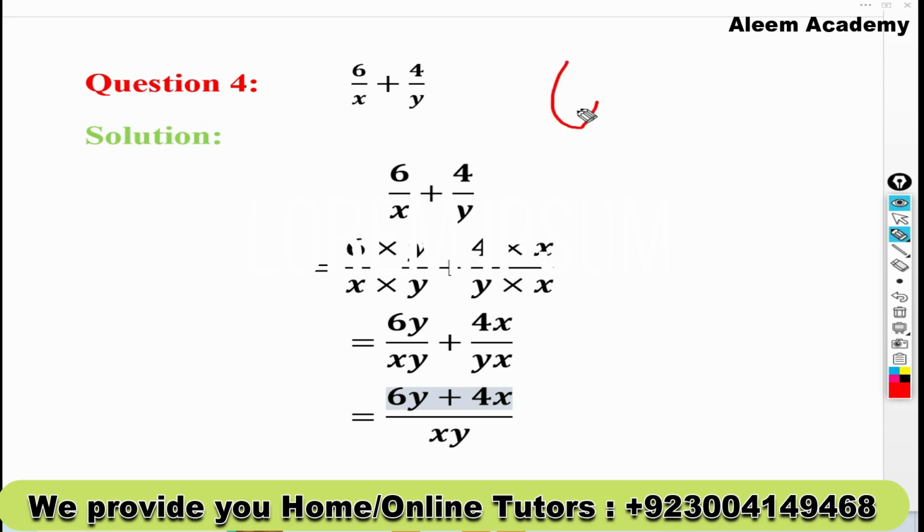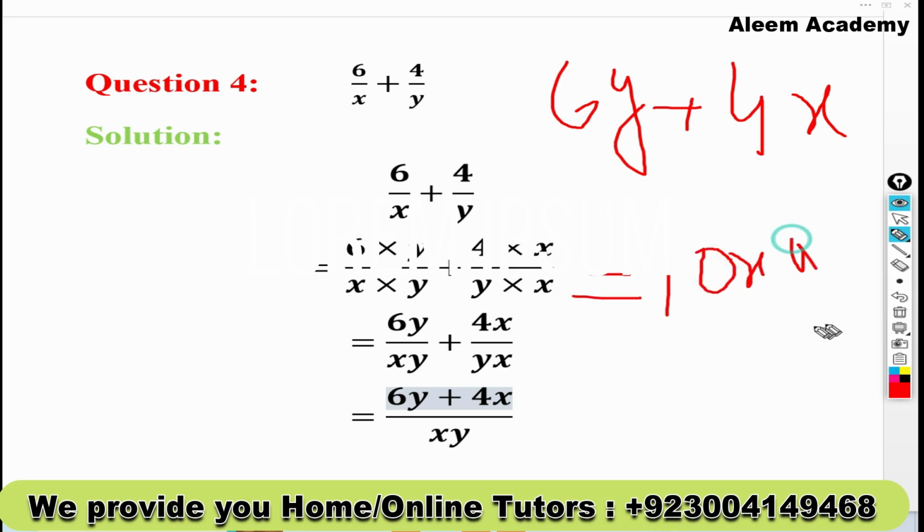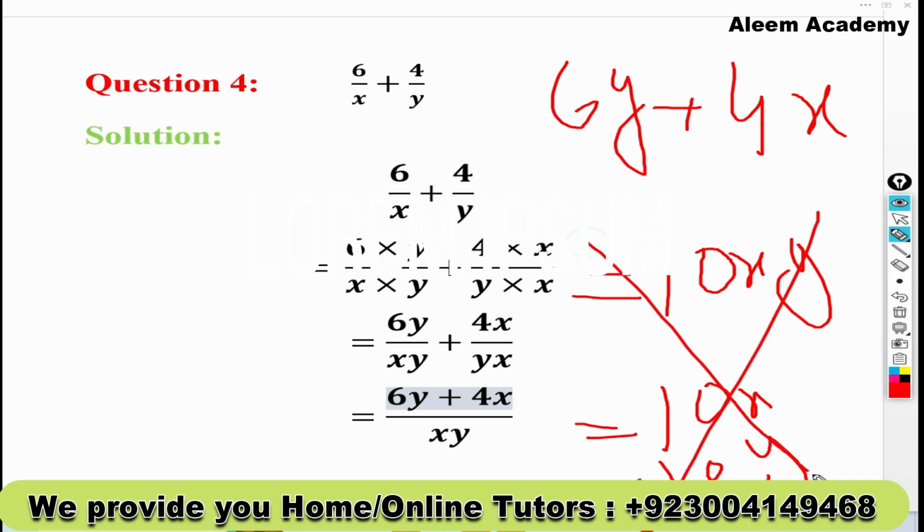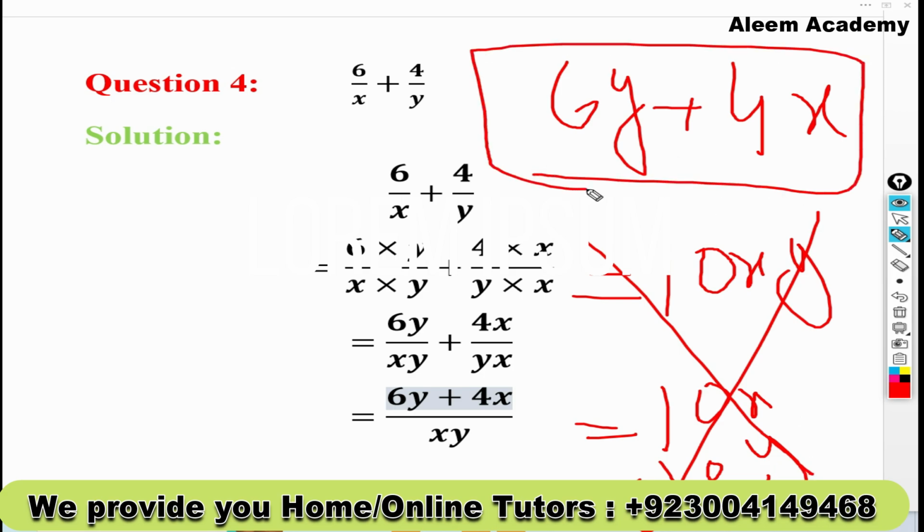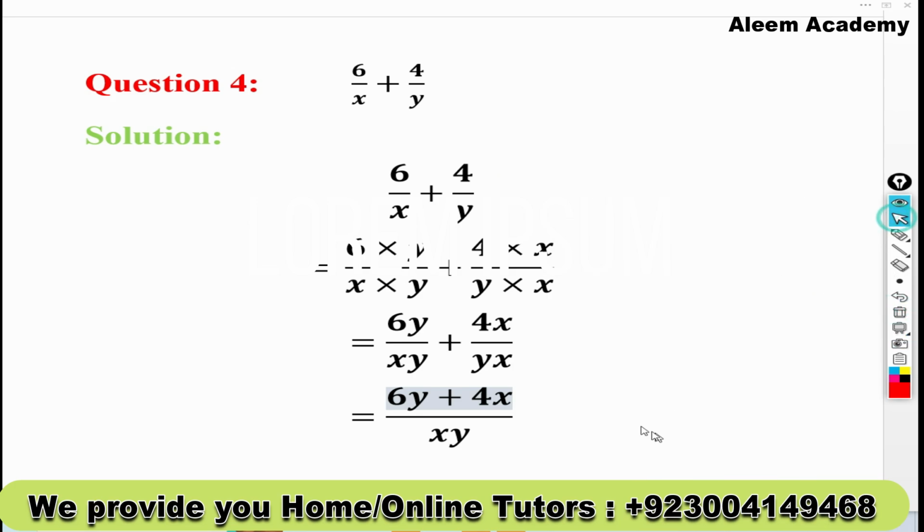Remember that 6y plus 4x is not equal to 10xy, or 10x, or 10y. These all are wrong. These numbers cannot be solved. 6y plus 4x cannot be solved. It will be as it is. So this is your answer: 6y plus 4x whole over xy.